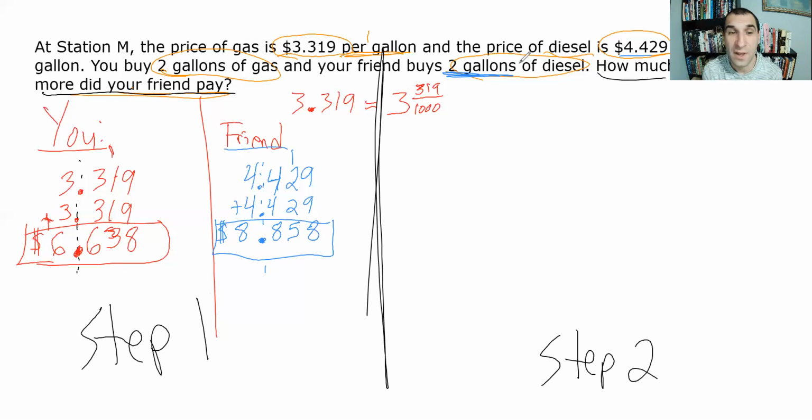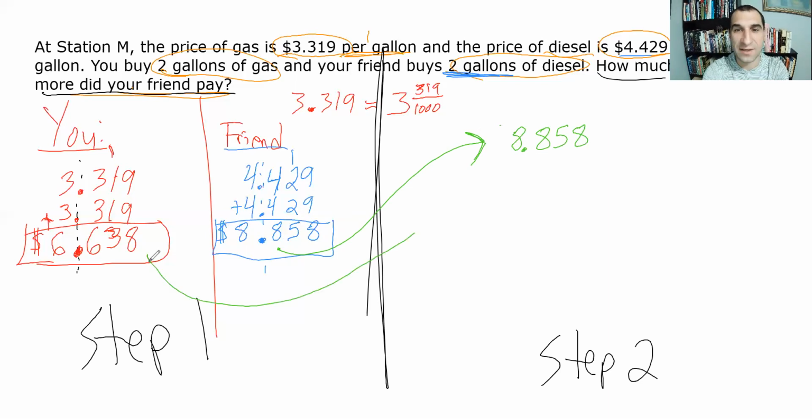This particular method, because of the decimal going to the thousandths, we're probably just going to want to subtract. So we're going to take what your friend paid, 8.859, and we're finding the difference between them. So to find the difference between them, we're going to subtract. So I take my friend's price, 8.859. I'm going to subtract what I paid to find the difference. And I paid 6.638. And remember, I'm lining my decimal up because that's what we have to do to keep the place values the same.